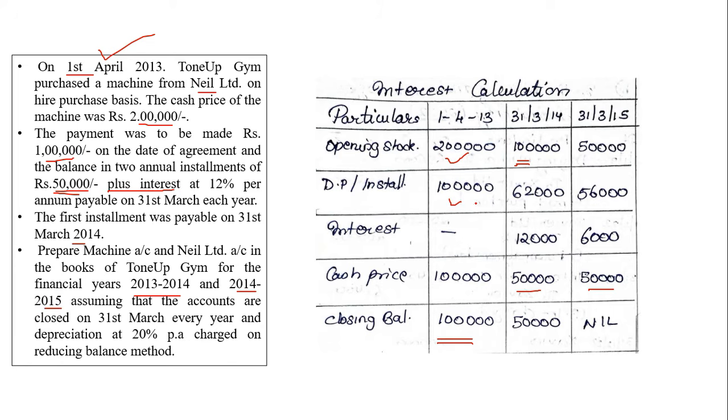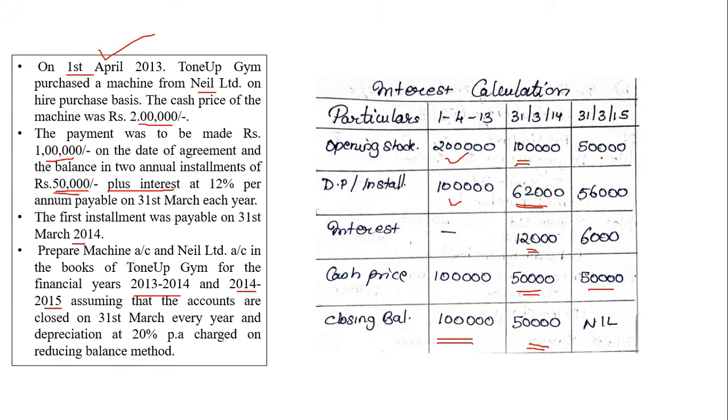Now come back to the year 14. Opening was 1 lakh. On 1 lakh, we'll have to take interest of 12%, which comes to 12,000. Now, when you add cash price plus interest, the total installment you're going to pay will be 62,000, which includes your cash price of 50,000 and interest of 12,000. Lastly, opening minus cash price, 1 lakh minus 50,000, will give you 50,000.